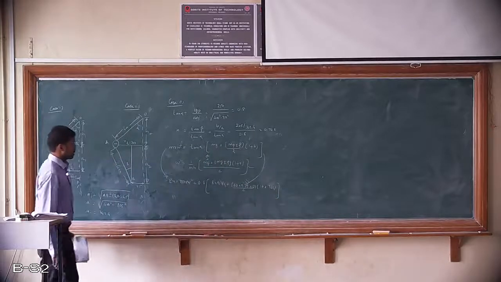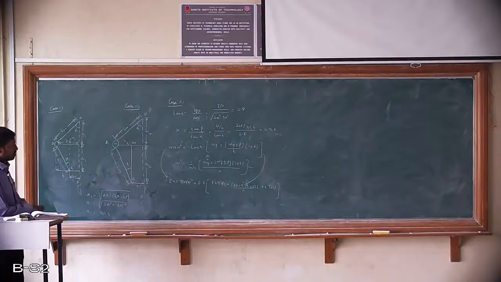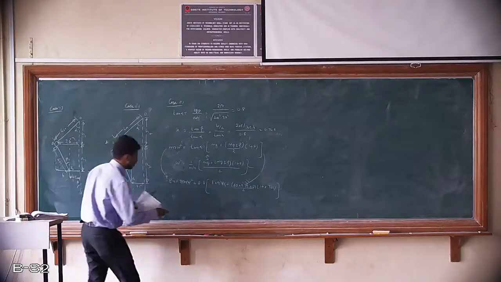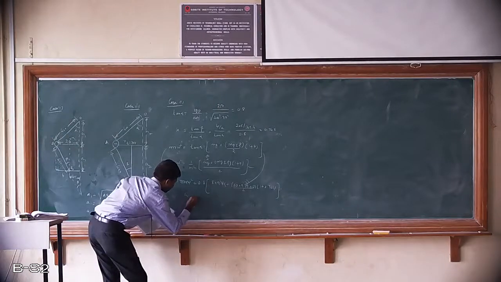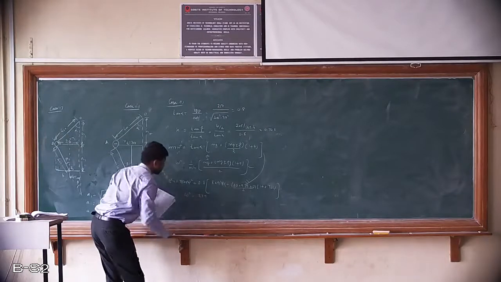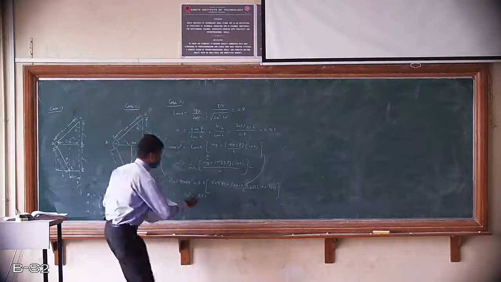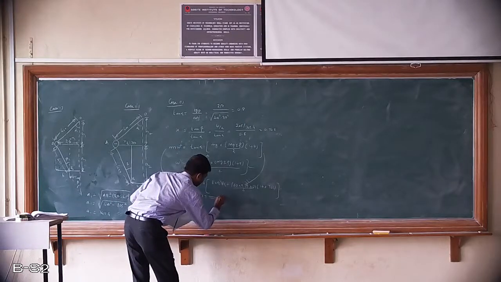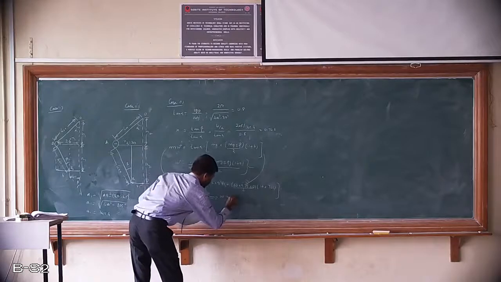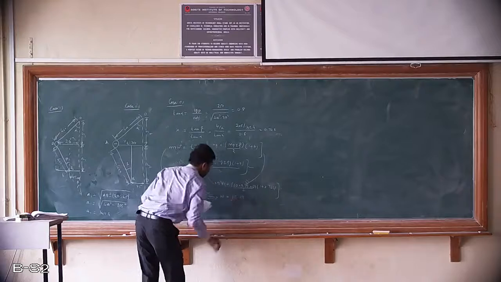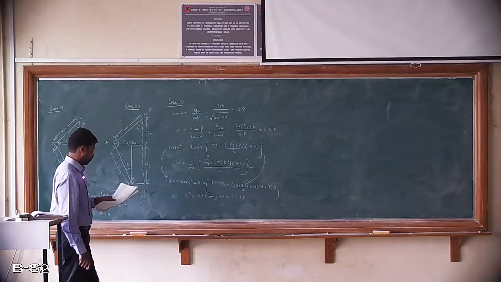So this is the equation. By using this equation, you can find out the value of omega square. The value of omega square is 237. So it means you can find out the value of omega as 15.39. The value of omega is 15.39.